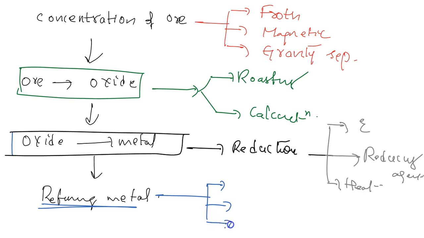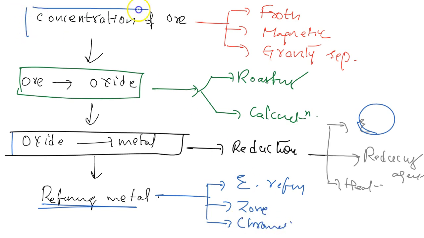There are different ways of refining. Most important is electro-refining, which is different from electro-reduction. Electro-refining and electro-reduction are different. Then there could be zone refining, or chromatography. Correct, guys? I hope you're all clear about these steps. This flowchart is slightly different from what is there in NCERT.